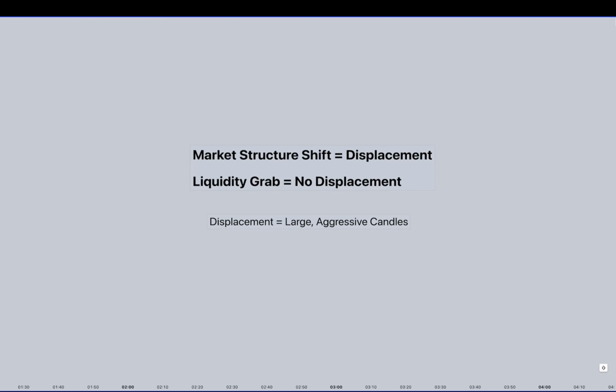Alright, welcome to this new video about the difference between a market structure shift and a liquidity grab. I'm going to show you in a few simple steps how I use this concept to avoid many losses. You see this exact concept happening in every daily live stream we do together. So without further ado, let's dive in.